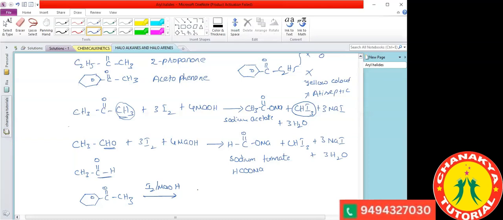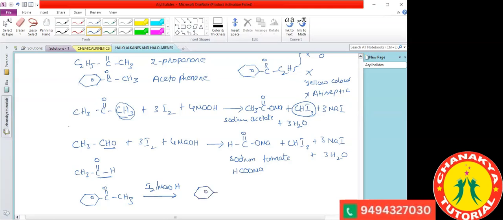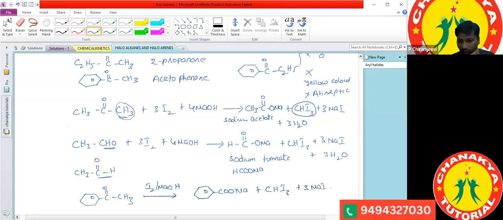Sir, I didn't get the product name. But I'm going to write the structure, you check whether it is correct or not. Sir, benzene bond C double bond ONa. Yeah, sir, I got the same thing. I didn't get the compound name. Can you explain it? Okay.